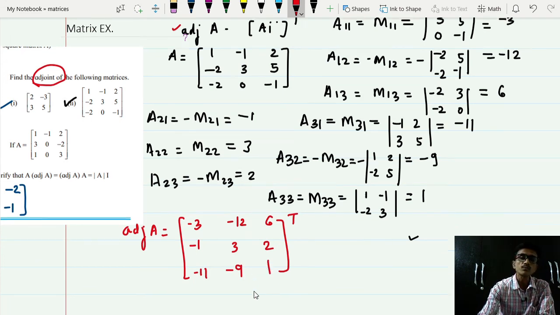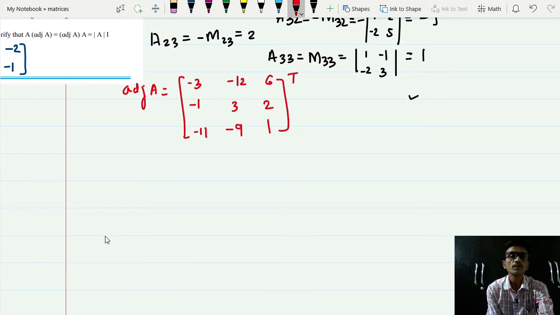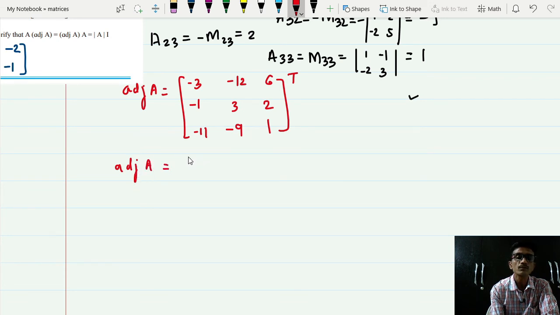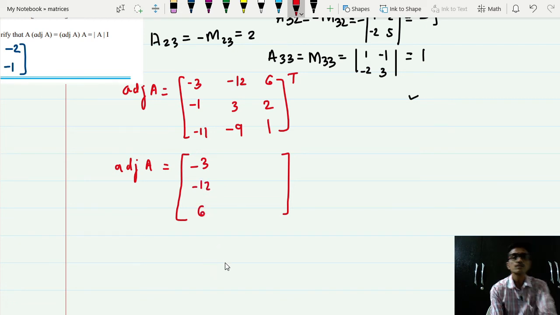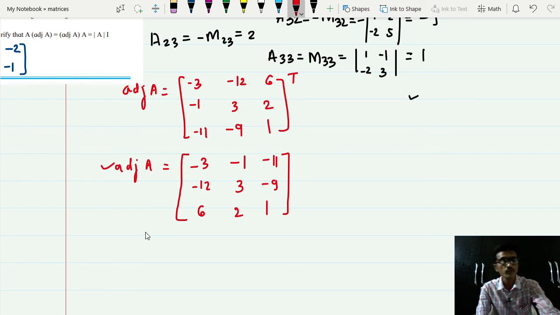Now the transpose of this matrix. So here the adjoint of this matrix will be, therefore adjoint of A is equal to the transpose of this matrix. The first row will become the first column, 6. The second row will become the second column, -1, 3, 2. The third row will become the third column. This is the adjoint of the matrix.